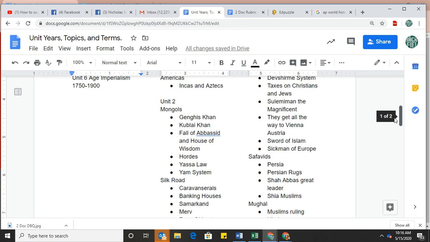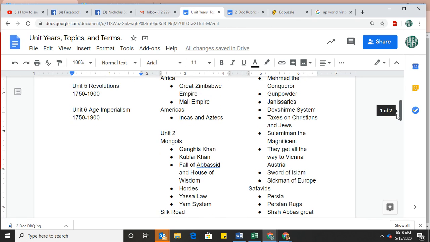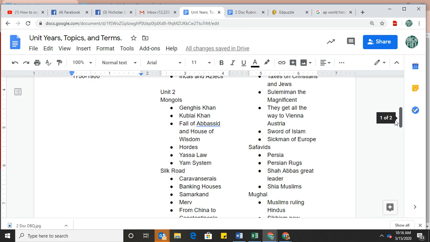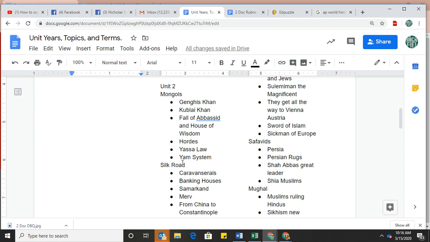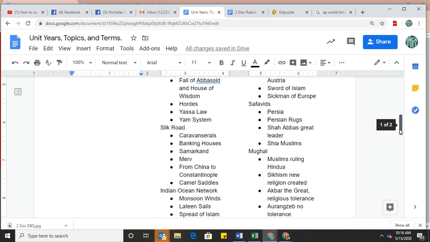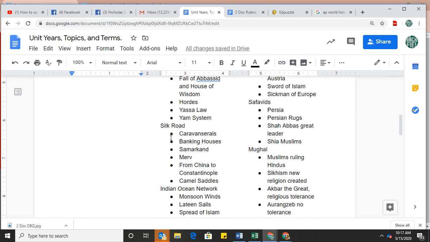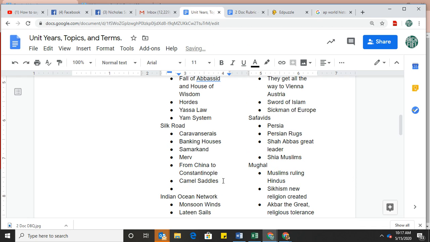Let's just say if it was a prompt about the Silk Road. Okay, so what I did is I put Unit 2, had one of the main topics in Unit 2 is Silk Road, and I put like 6 or 7 words to put in there. Caravanserais, banking houses, Samarkand, Merv, from China to Constantinople, camel saddles. I should also include stirrups. So the Silk Road and the Mongols go hand in hand.